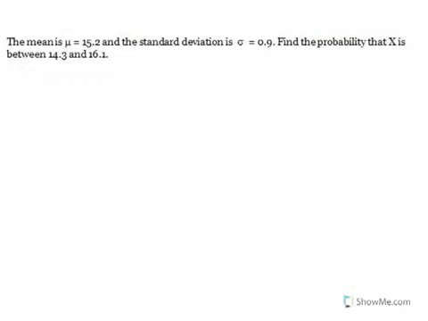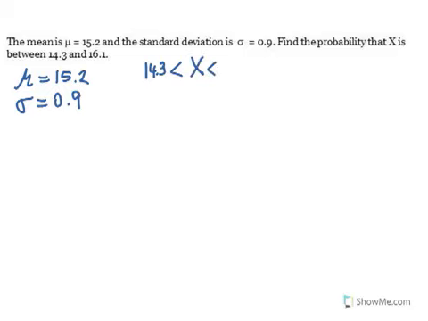Let's do another problem like that. Okay, we have a mean of 15.2, a standard deviation of 0.9, and we need to find the probability that x is in between 14.3 and 16.1. So that's going to be the probability of this x.